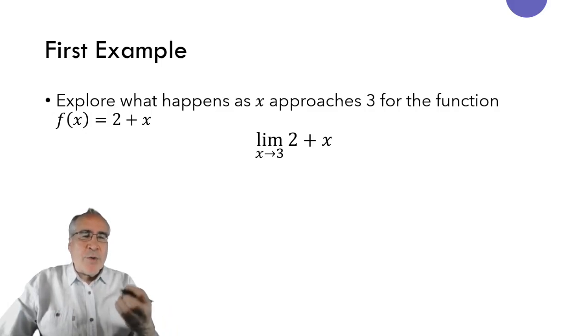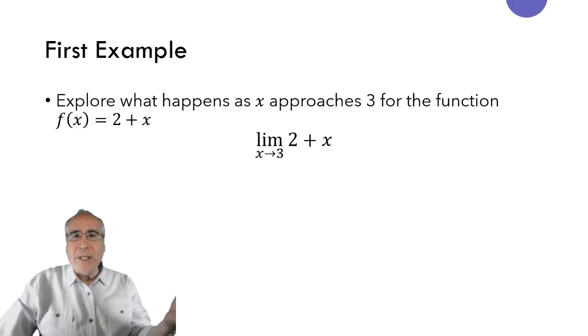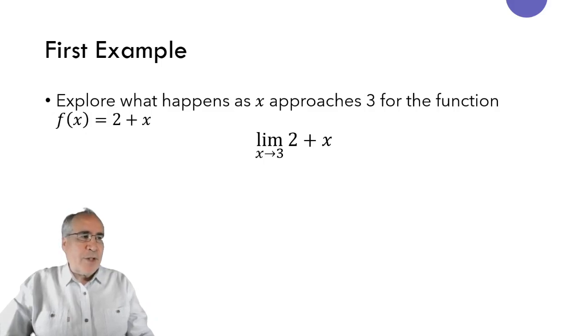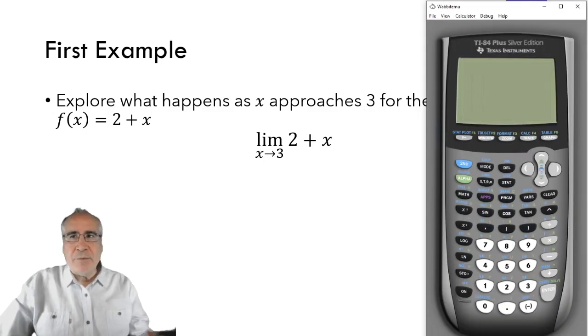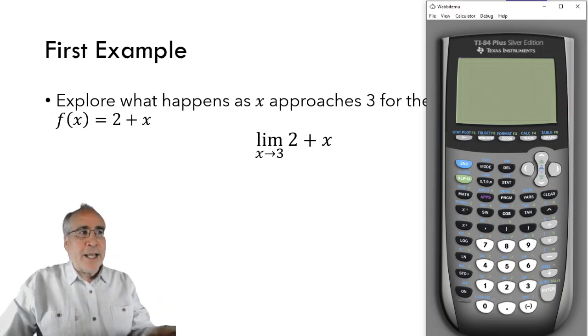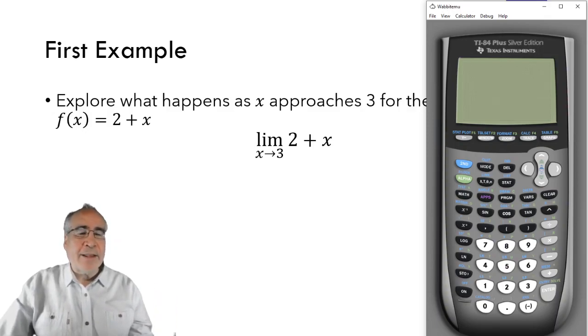Now we do know that when x is equal to 3, you plug in 2 plus 3, we get 5. That's the function value at 3. But what we want to explore is what's happening as we get close. The reason we do this is because we're going to look at functions that potentially would not exist at 3.